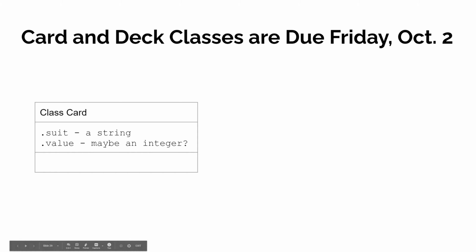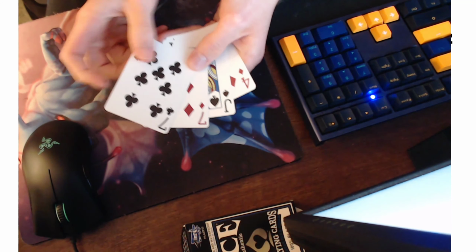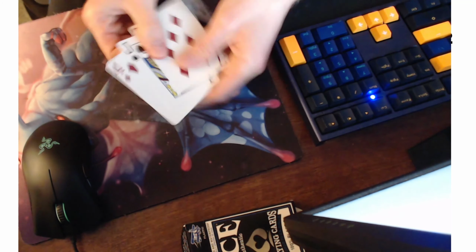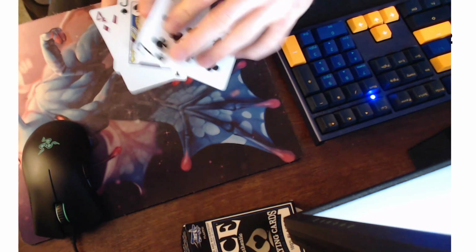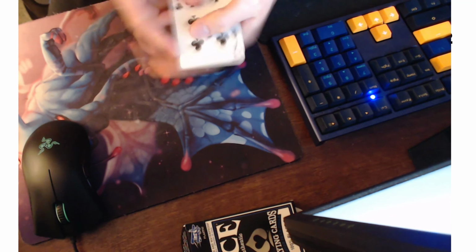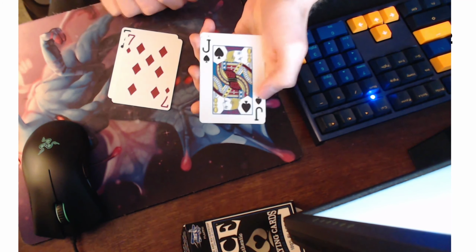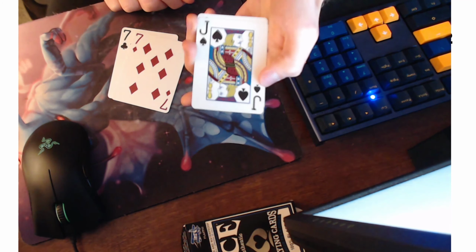Okay, so let me come back up here on the video real quick. So when we think about value, I've got these cards here. Yeah, it's a little easier if I do it this way. All right, so I've got these cards, right? I've got a 7. That's obviously integer 7. Another integer 7. But then I've got this guy. Well, Jack is not an integer.